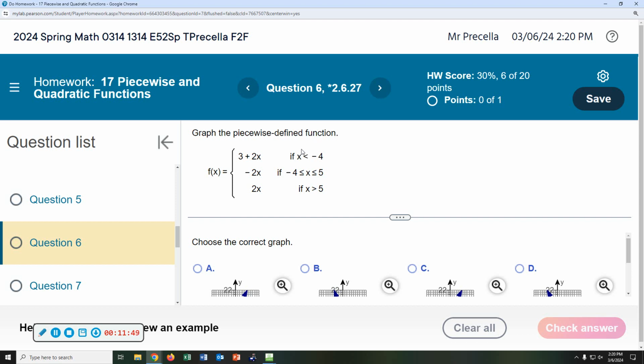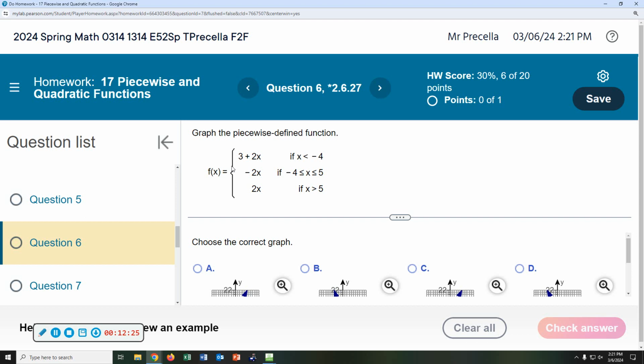So this is number 6. Now we're going on to graphing piecewise functions. We're going to do several graphing problems. There are 3 pieces. F of x equals... What colors are you going to use? I'm going to use 3 different colors. Each piece will have a different color.